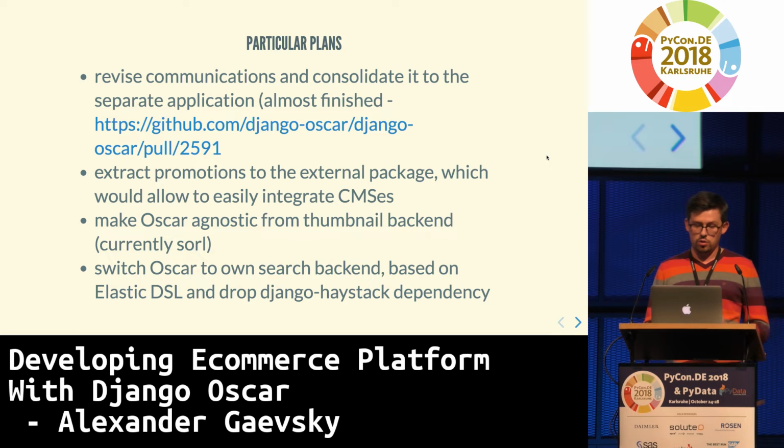Also, currently, Oscar uses Sorl, and we want to provide developers the ability to integrate any kind of thumbnail backend, which we are working on right now. The same goes for the full text search backend. We currently use Django Haystack, but we are working on a direct Elastic DSL integration, because we're pretty much limited when we need to upgrade, and the packages that we use are not compatible with the latest Django right now.